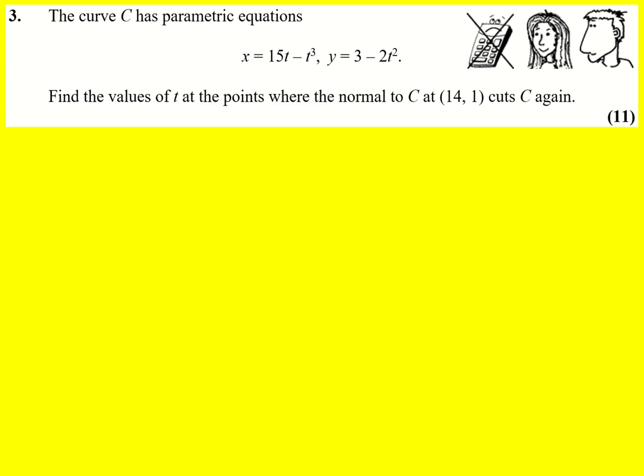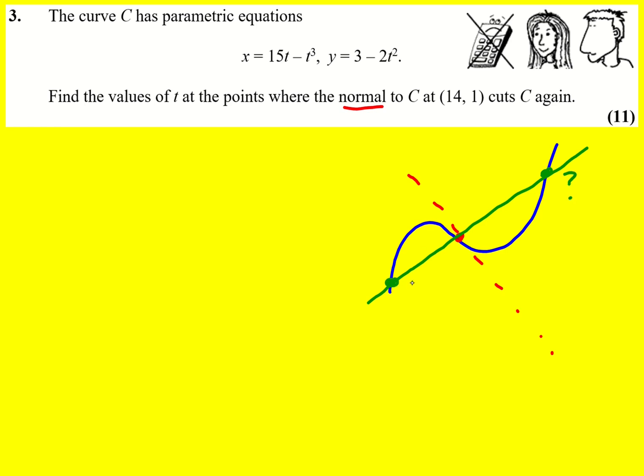We have a pair of parametric equations, and maybe they describe a curve that looks a little bit like this. We're interested in a point on the curve, (14, 1), and particularly the normal at that point. So the tangent would look a little bit like that, and the normal would then be at right angles, and then we want to find out where the normal meets the curve again. So in this case it would be here and here, and we'd be interested in working out what that is.